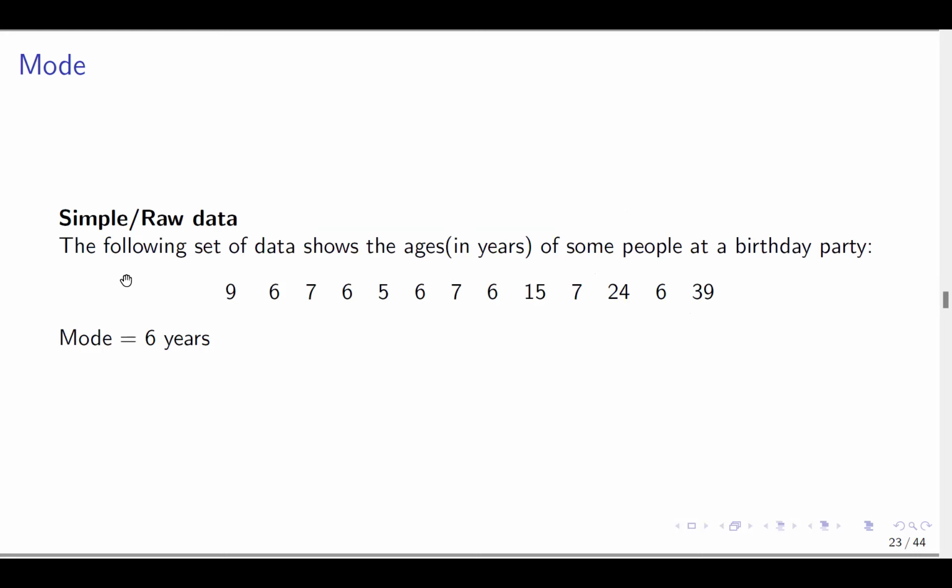Now let us look at this data. For simple or raw data, for example, the following set of data shows the ages of some people at a birthday party. Once again, if you look at this data, best you should rank them. But if you can eyeball and see, there's 6: 1, 2, 3, 4, 5. There are 5 ages that are 6 years old. 7 has a repetition of 1, 2, 3. So 6 is still reigning. And every other number appears just once. So at this point, the mode is 6 because 6 is the most frequently occurring age.